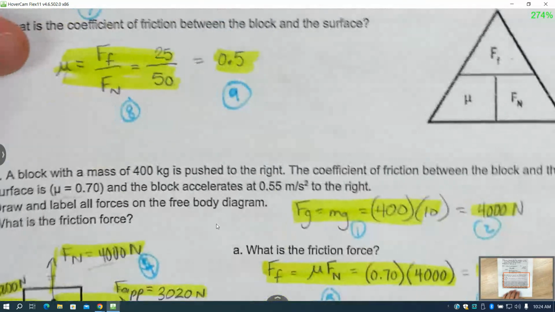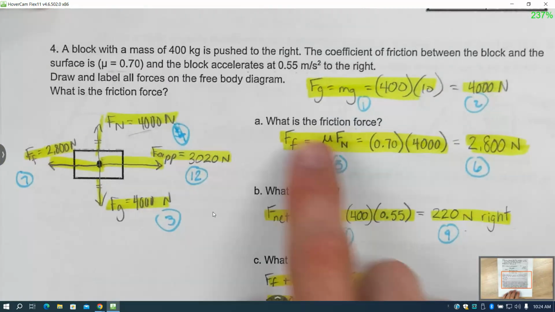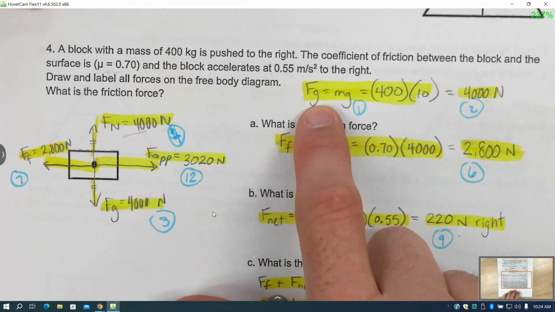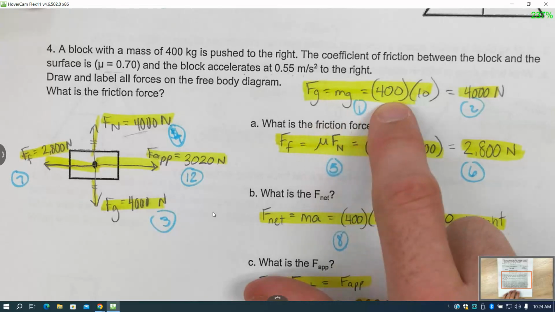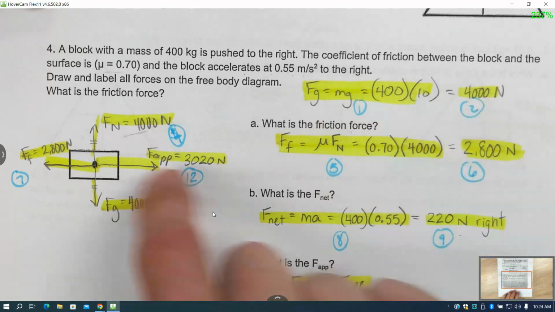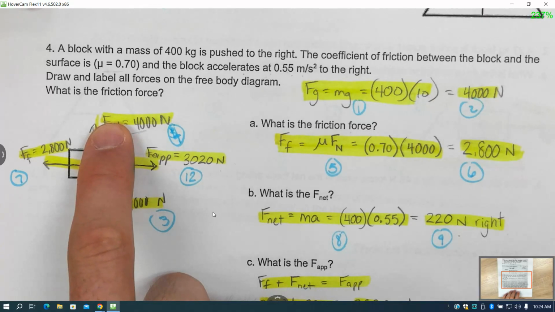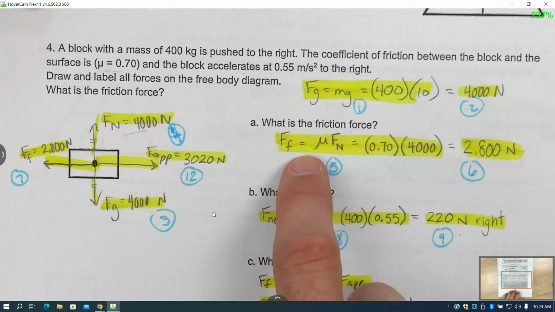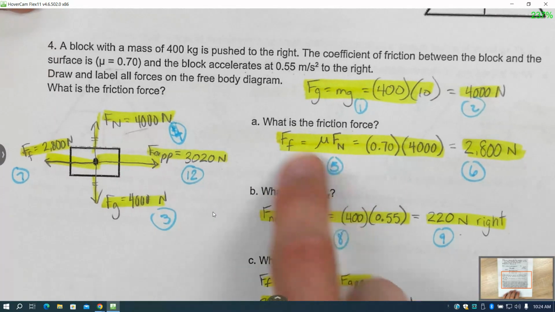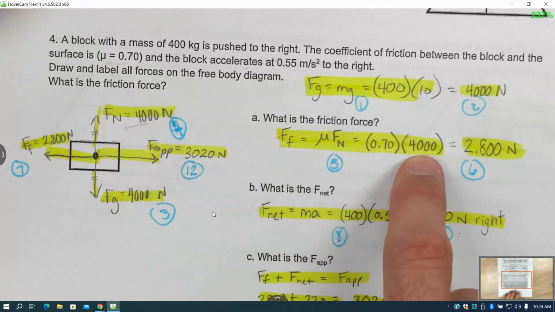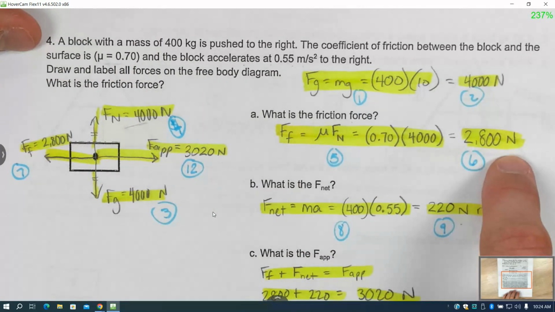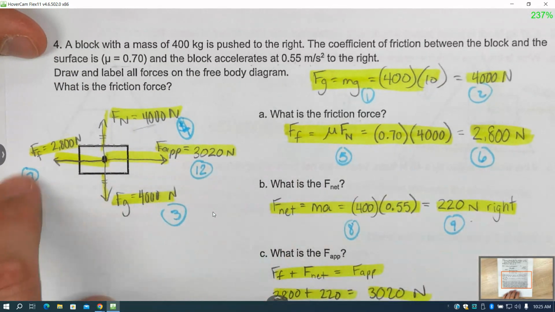And for the last one, similar, mass was given, weight, mg times 10, you get weight down. Draw it down as your 3rd point, normal force up as your 4th point. Friction force, your 5 and 6, coefficient times normal force. So you're taking your coefficient times the normal force of 4,000, you get 2,800. We draw friction to the left as our 7th point.